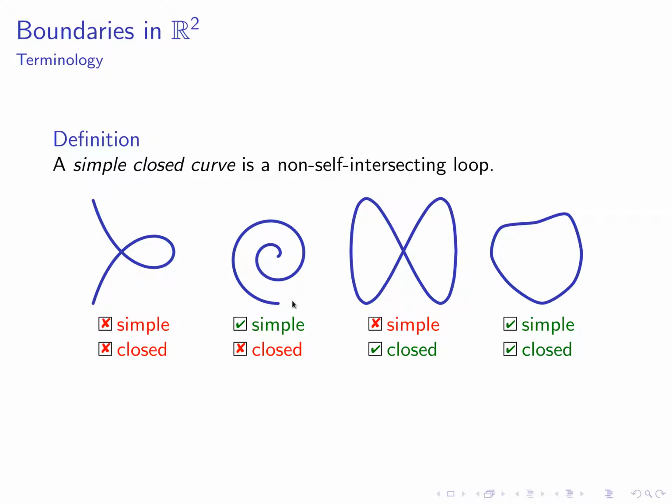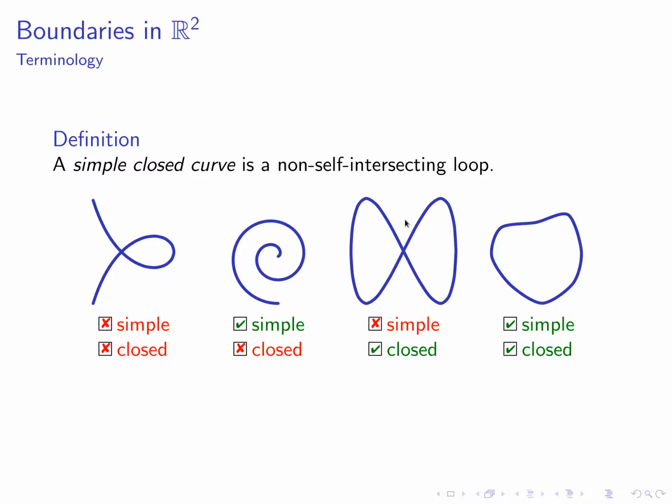If we move to the second example from the left, we're studying this sort of spiral curve. Maybe we start in the middle and then we sort of spiral out as depicted. This curve is simple, and it's simple because it never intersects itself. However, this curve is not closed because the start point is different from the end point. So here we have an example of a curve that is simple, but it is not closed.